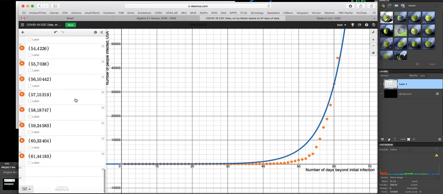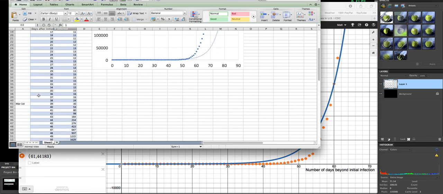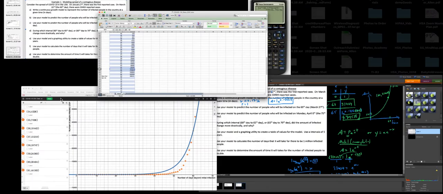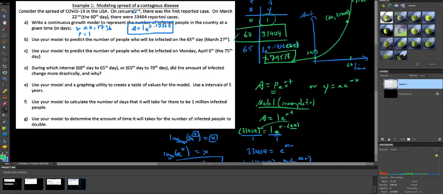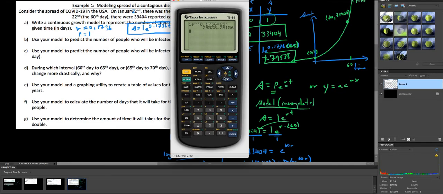But on the 65th day, I didn't have a data point for the 65th day here. I went all the way out to the 61st. So let's see how we did. I've actually got the COVID-19 data. So the 65th day is right here. And on the 65th day, there were about 103.3 thousand reported infected. And this is predicting only about 80,000. So pretty scary.